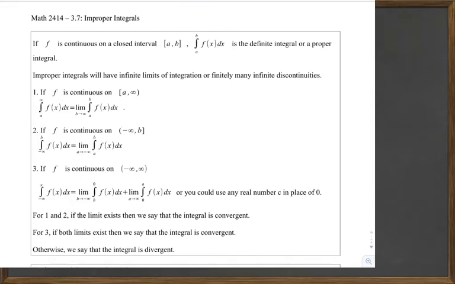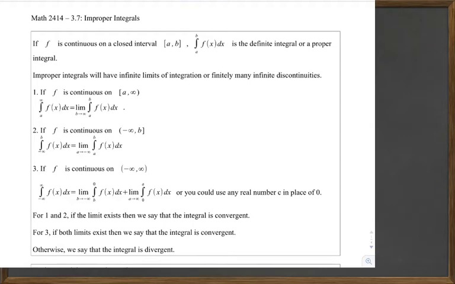If f is continuous on the entire real number line, then the integral from negative infinity to infinity of f(x) dx is equal to the limit as b goes to negative infinity of the integral from b to 0 of f(x) dx plus the limit as a goes to infinity of the integral from 0 to a of f(x) dx. Or you could use really any number c in place of 0, but 0 is a nice easy number to use. For 1 and 2, that's the half open, half closed a to infinity or negative infinity to b.